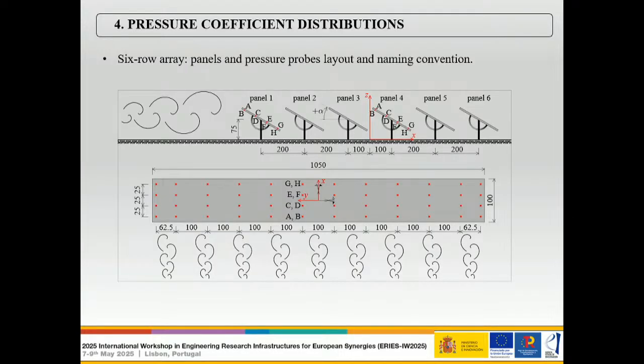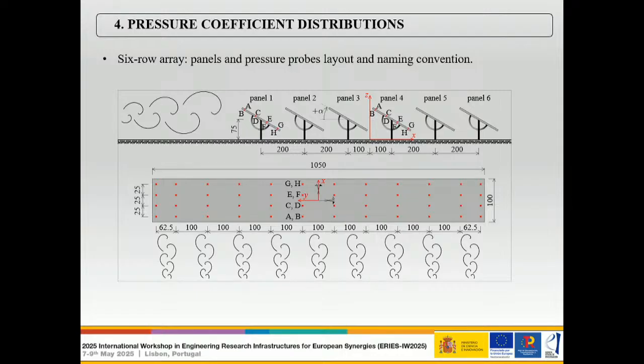Let's move now to some perhaps more practical results that are related to the pressure coefficients on the solar panels when the downburst arrives. So just some notation here. The downburst is coming, let's say, from the left. And here we have the 6 rows of panels. The naming convention is that the panels are named 1, 2, 3, 4, and so on as they are farther away from the jet.